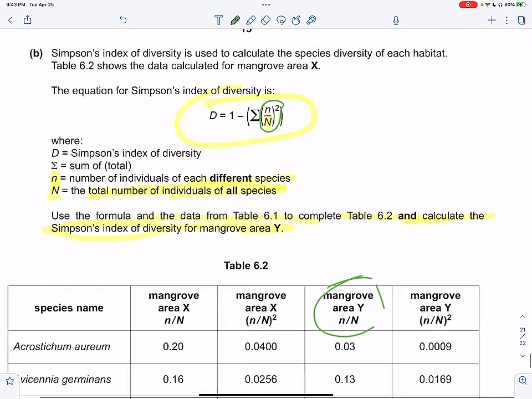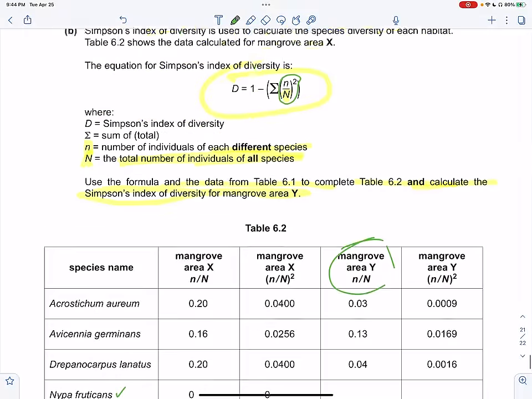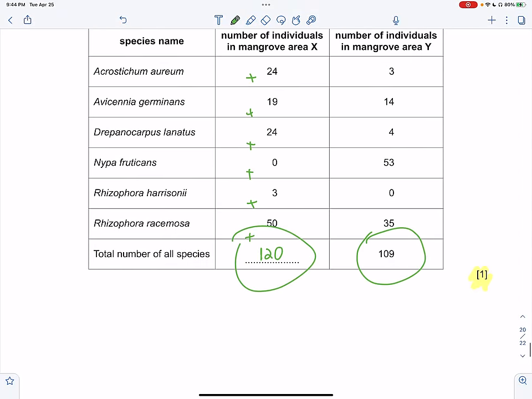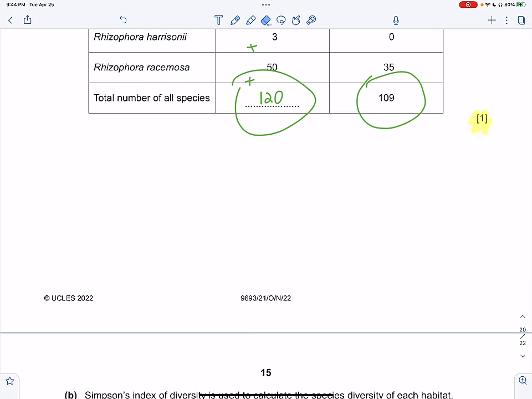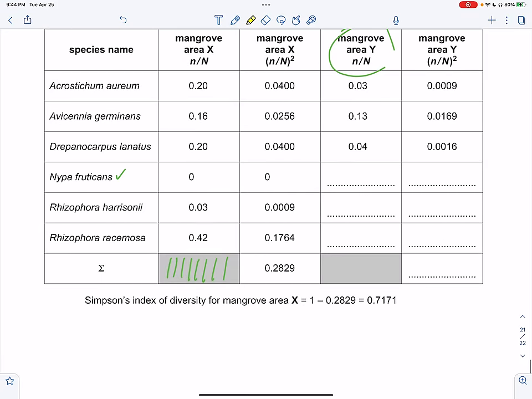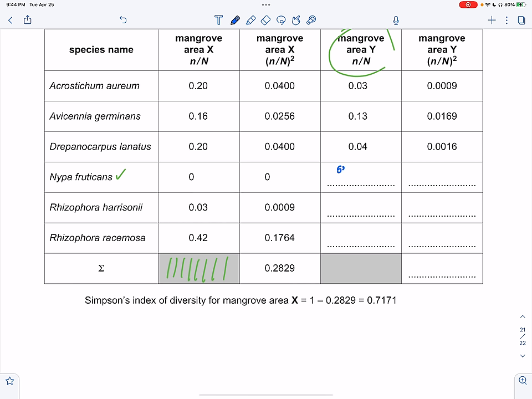First, we need to do just the little n over the big N. We need to do it for the Nipa fruticans in area Y. So we do still need that other data chart. Here's that one, the invasive in area Y. We see that it's spread in area Y, but again, it's not in area X. So 53, and the total is 109. So 53 specifically for that species. Okay, and then we'll work that out.